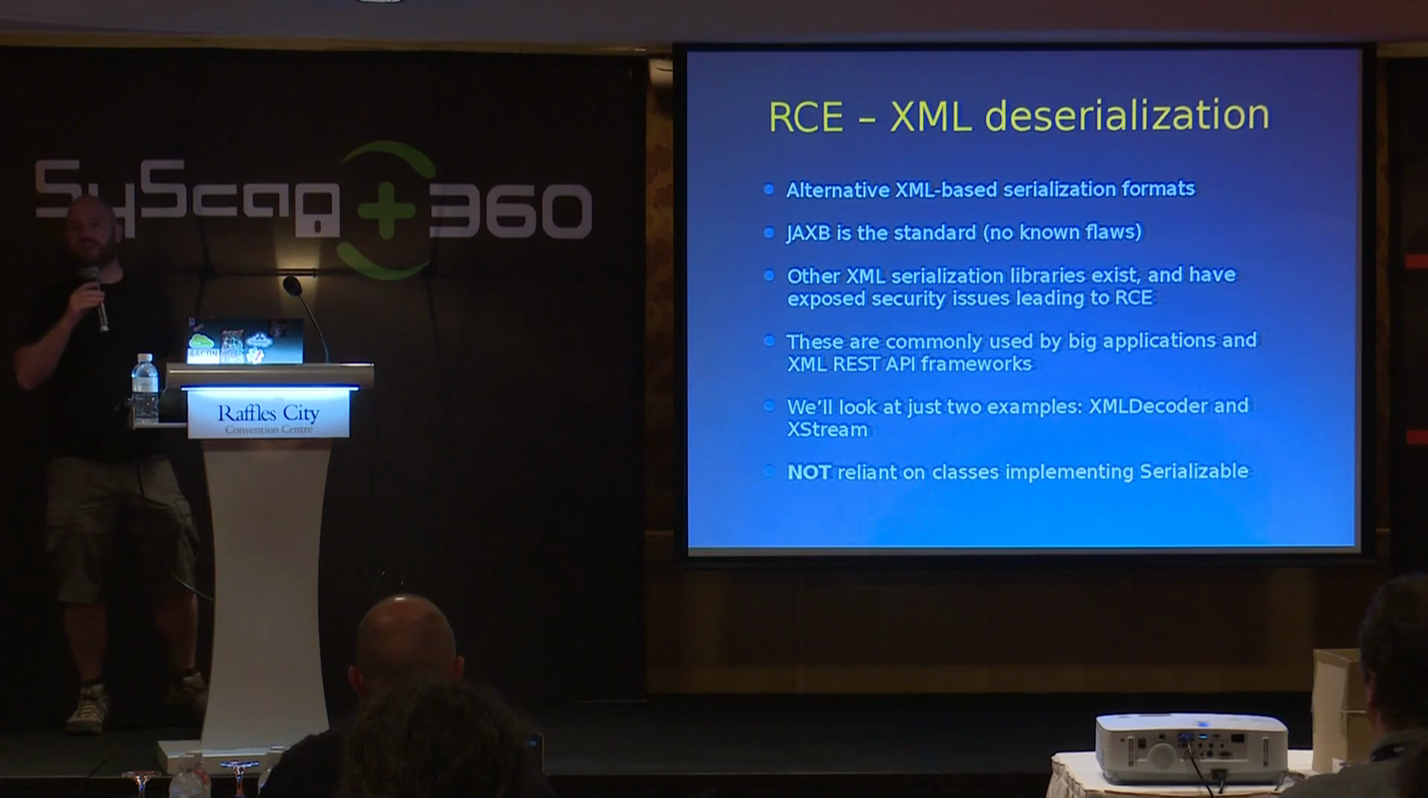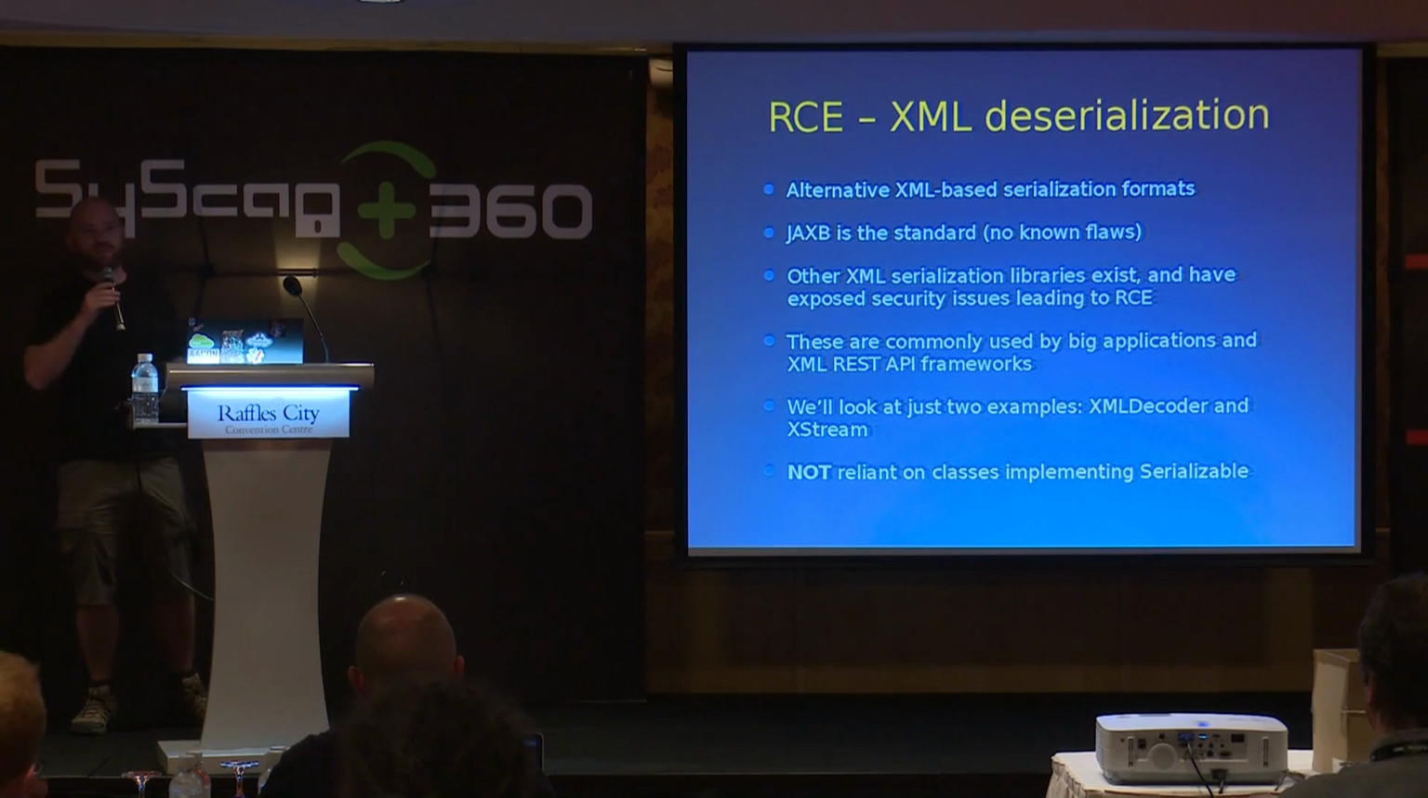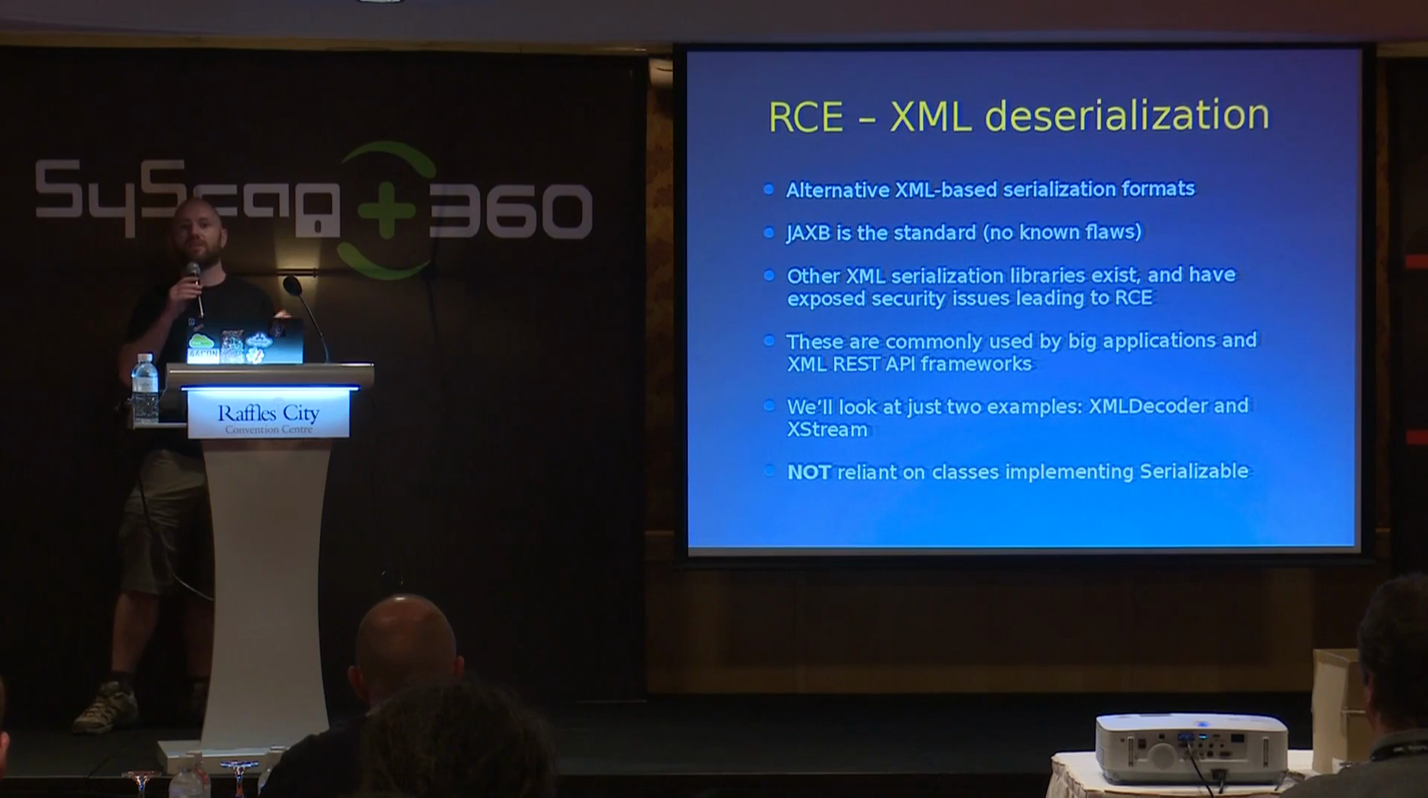Java's native serialization library says that it will only serialize and deserialize a class if it implements a special marker interface called Serializable. One of both the advantages and disadvantages of XML libraries is they don't care about this. They will serialize and deserialize anything you tell them to, which is one of the reasons why people use them.